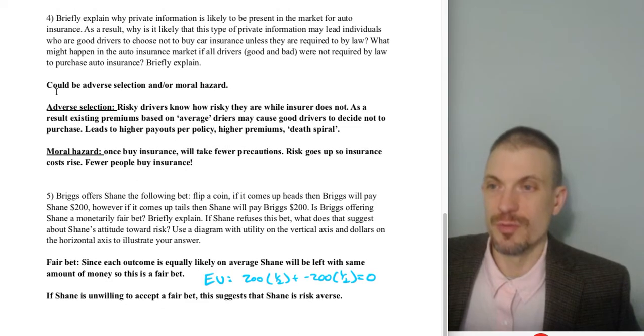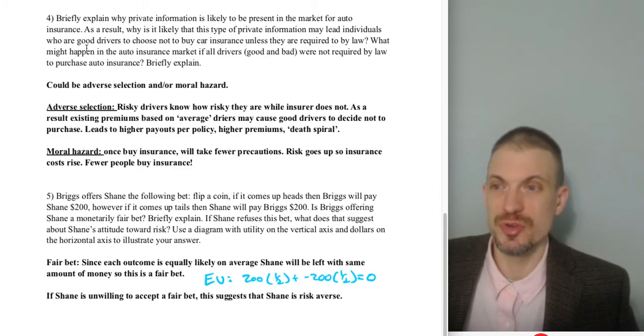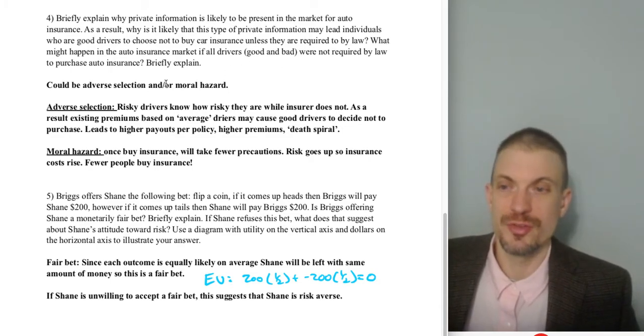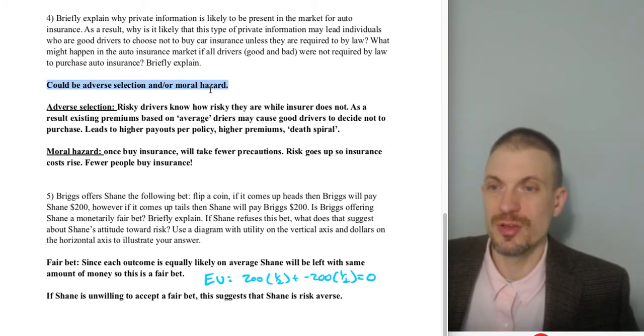All right, so briefly explain why private information is likely to be present in the market for auto insurance. Explain, as a result, why it's likely this type of private information may lead individuals who are good drivers not to choose to buy insurance unless they're required to. This is a lot like the health insurance example. Is this moral hazard or adverse selection? It could be either story.